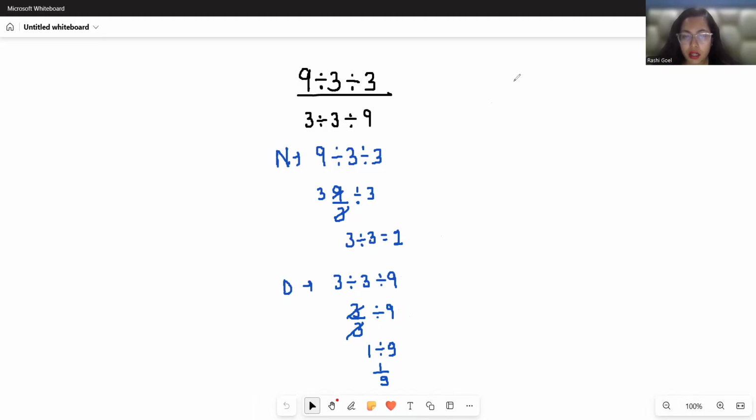Now write the numerator and denominator. The numerator is 1 and the denominator is 1 by 9. So we'll take 1 over 1 by 9. We have to multiply the inner with the inner and the outer with the outer, so 1 times 1 by 1 times 9. So what is the final answer? 1 by 9, not 1.